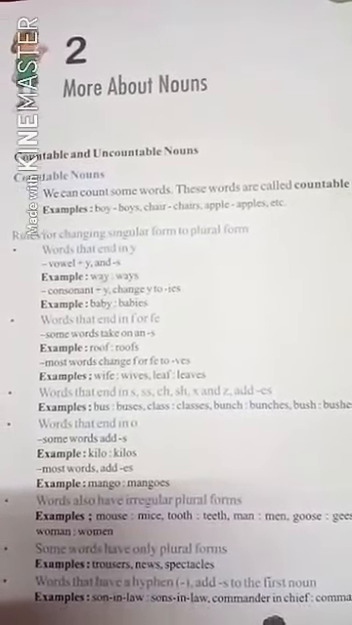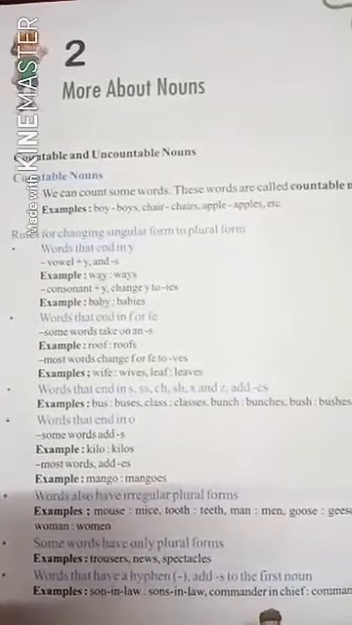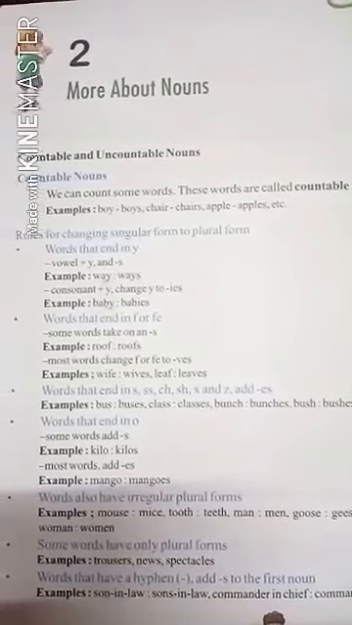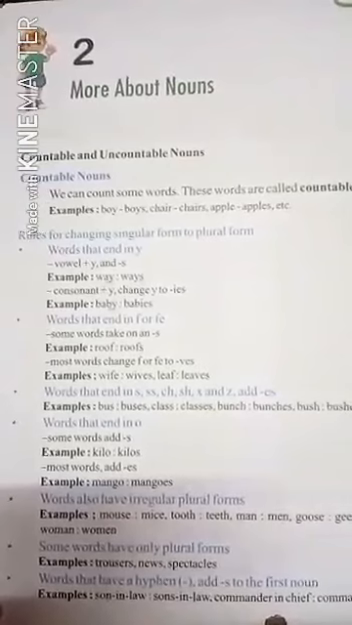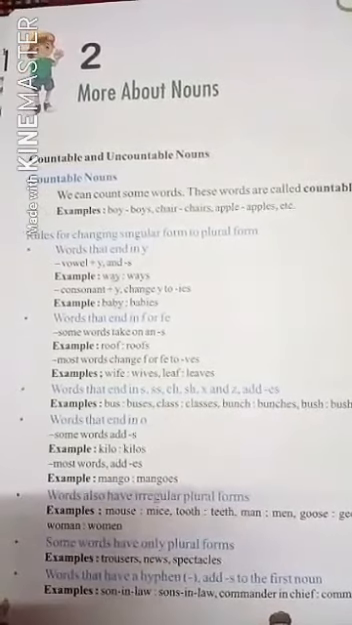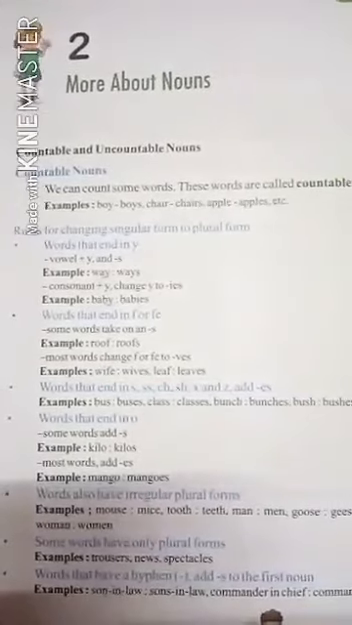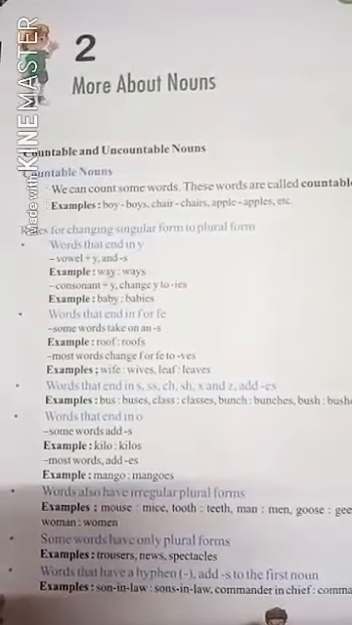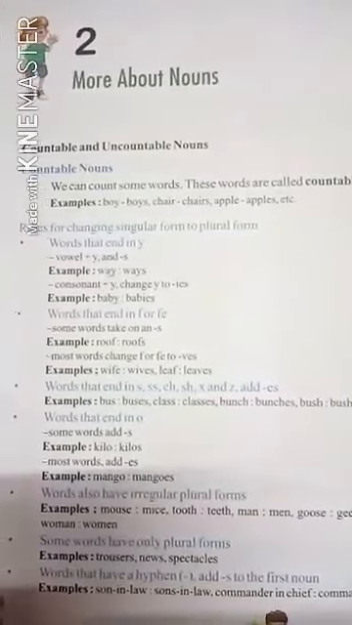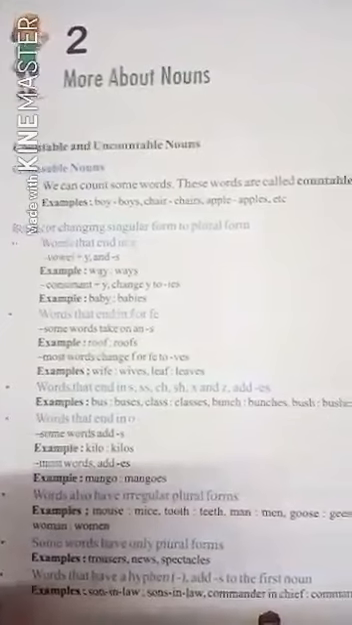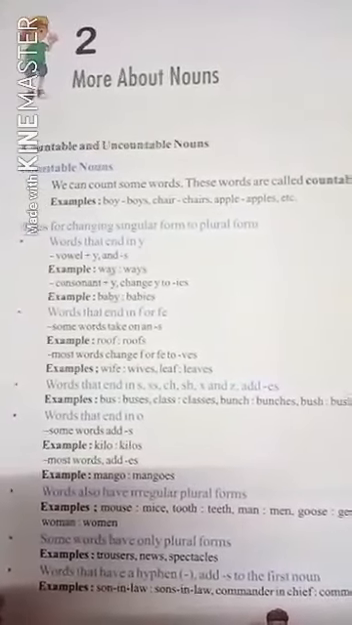Countable nouns are the nouns which we can count in numbers. For example, apple, man, girl, boy, banana, etc. We can say one apple, two apples, 5 girls, 7 balls. So these are all countable nouns. We can count these nouns in numbers.